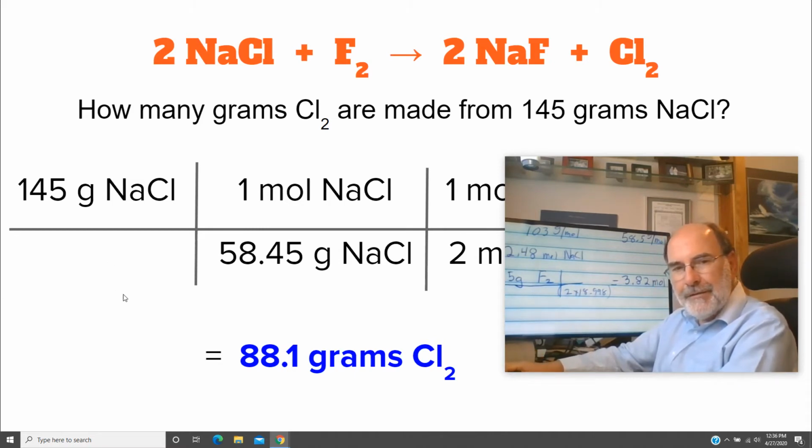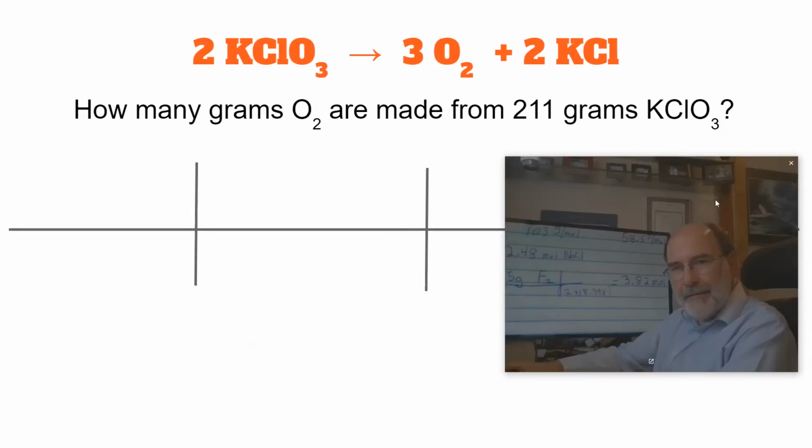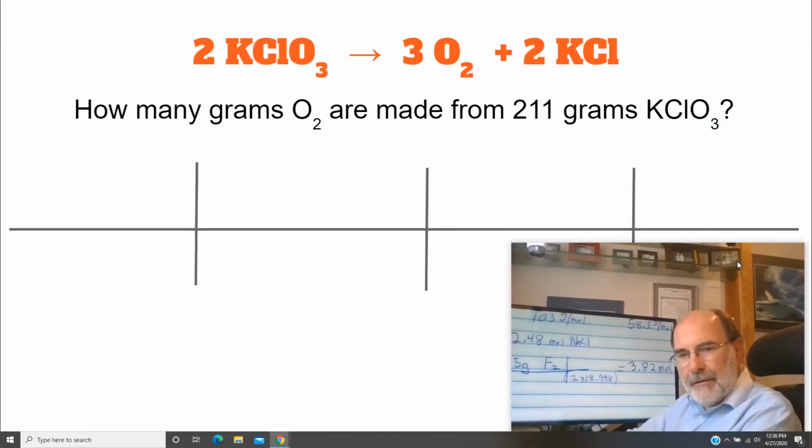All right, let's move on to the next PowerPoint slide, and it looks like this. And you're scared because you see this huge conversion table, but you're becoming skilled in chemistry, so you're looking forward to doing this, pausing this, figuring it out before I work out the solution. This one goes: how many grams of oxygen gas are made from 211 grams of potassium chlorate?